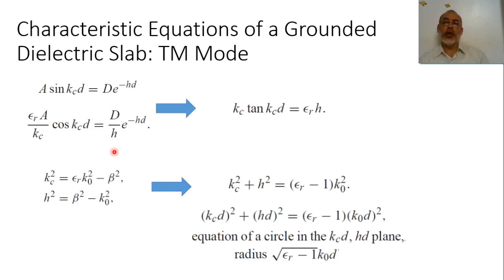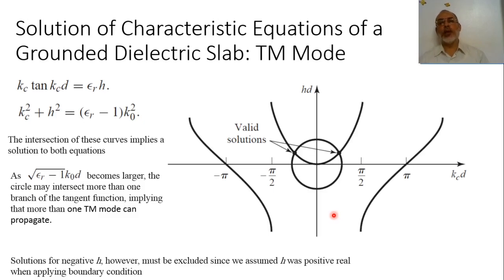This actually can be done graphically by drawing the equation Kcd tan Kcd equals epsilon R Hd in the plane Kcd, Hd, and drawing the circle Kcd squared plus Hd squared equals epsilon R minus 1 K naught d squared, and the intersection of these two equations would represent the solution. This is actually what we are talking about.